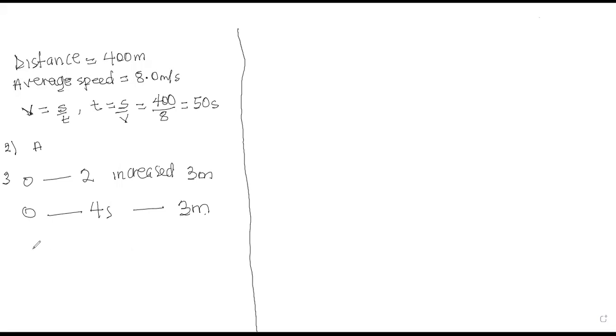Okay, so the average speed would be equal to total distance by total time taken. Total distance traveled 3, total time taken is 4. So it must be 0.75 meter per second. Please note that this is a displacement time graph. Any question here?